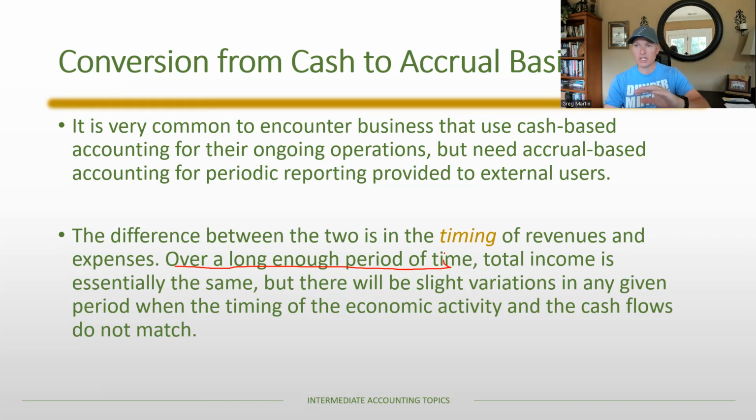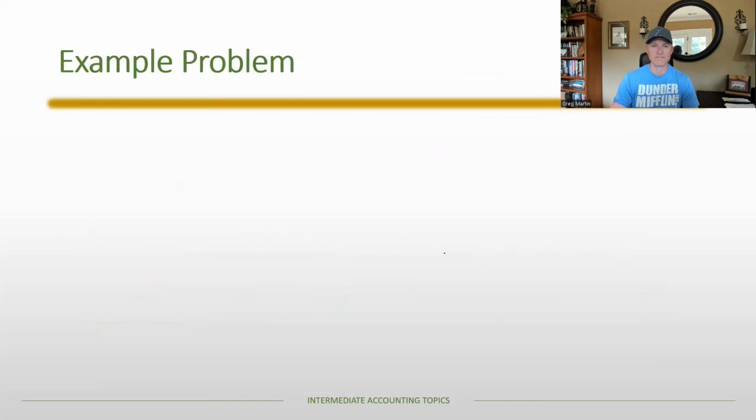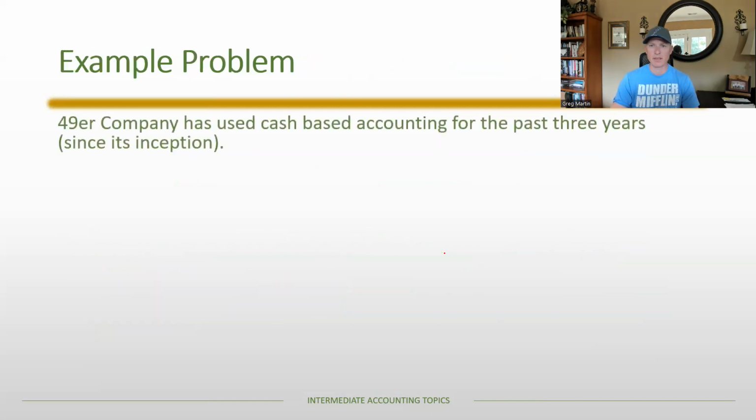And so you get variations year to year, but over a long enough period of time, the totals are going to be the same. So you're not really changing the economics of the firm. You're just changing the way you're reporting them. It's just a timing issue. We'll do a quick problem, and then that will be it for chapter 2.